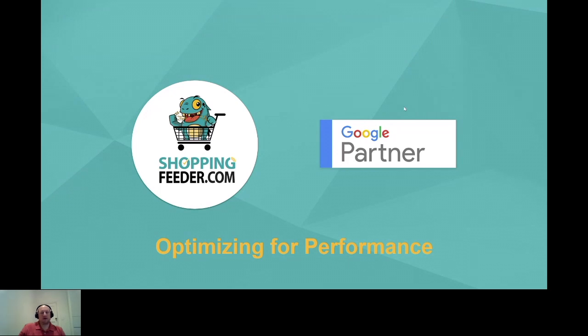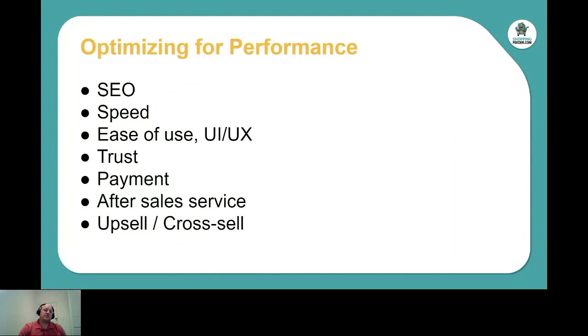So this topic today is about optimizing for performance. There's a few high-level topics when you want to talk about performance. When we talk about performance, it's really about financial performance, technological performance, and indeed meeting your business goals. A lot of those aspects when you're in online retail revolve around SEO, search engine optimization, speed and performance, ease of use, and together with that, the UI and UX, the user interface and user experience, trust, payment, after-sale service, and upsell and cross-sell opportunities. So these are some of the things we're going to be talking about.